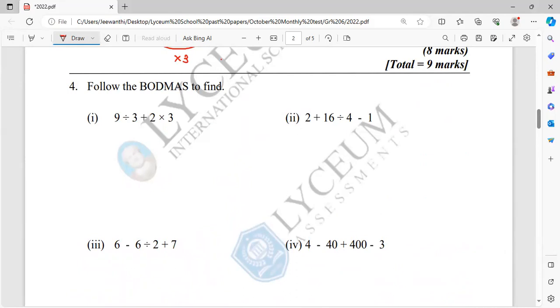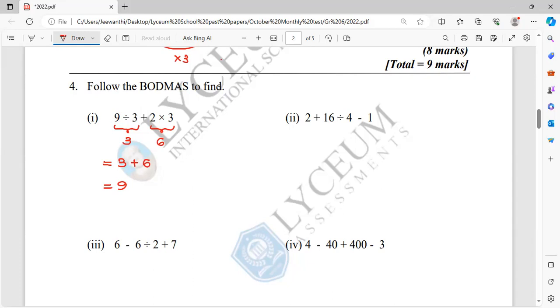So what I do, children, here I want to do the division first. 9 divided by 3, the answer is 3. Then here I have a multiplication. 2 multiplied by 3, it is 6. Then I rewrite the question. 3 plus 6, the answer is 9. Okay, 9 divided by 3, 3. 2 multiplied by 3, 6. So in the middle, you have the addition sign. Once you are done with the division and multiplication, you can move to the addition. So then 3 and 6 you add, the answer is 9.